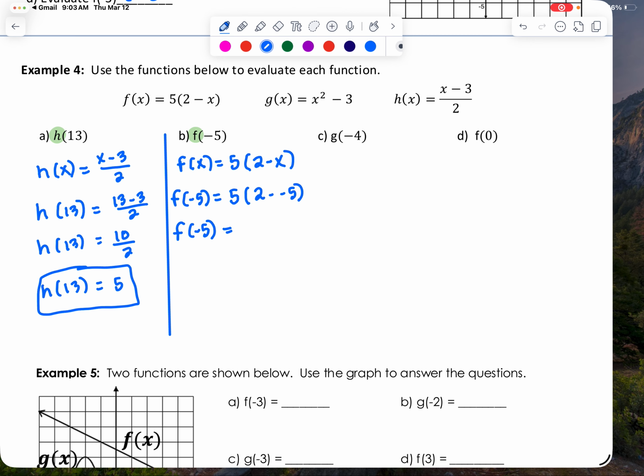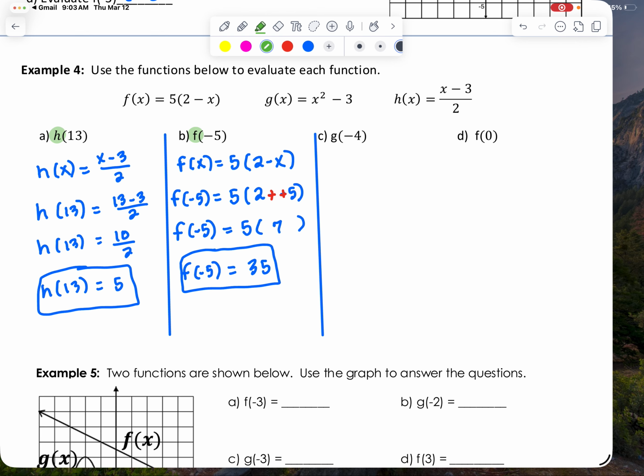All right, g of negative 4. So let's highlight which function they want us to work with. They want us to work with the g of x formula. So let's write down that function rule. G of x is equal to x squared minus 3. They want us to find g of negative 4.